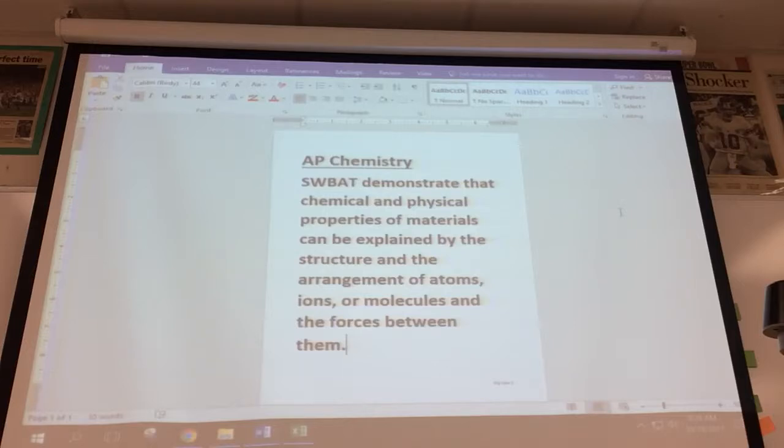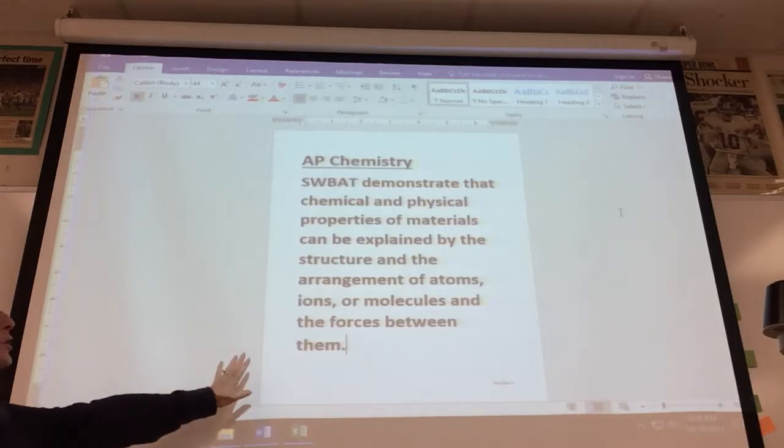Then we'll get into the different shapes. For example, bent, linear. We'll talk about some newer shapes like seesaw, as well as trigonal bipyramidal. And then finally, we'll talk about intermolecular forces that exist between molecules.